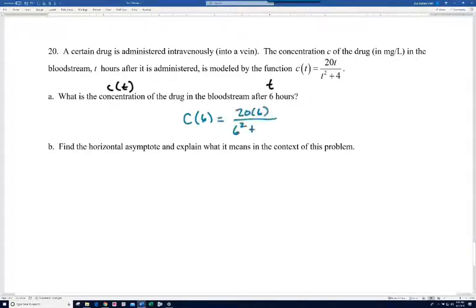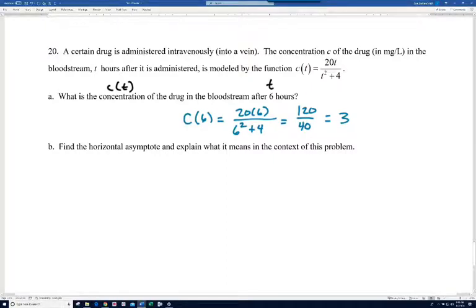So when you plug 6 into the function, notice our numerator, you're going to get 120. In the denominator, you have 6 squared plus 4. Well, that's 36 plus 4, that's 40. And we get 3. Now, you can use your calculator to do this. This one was actually pretty easy to do by hand. And so we got C of 6 equals 3.